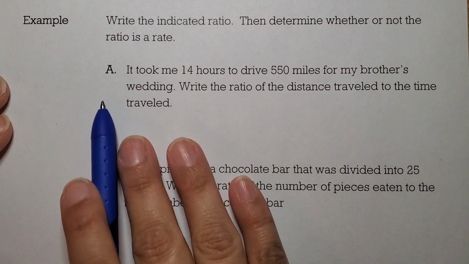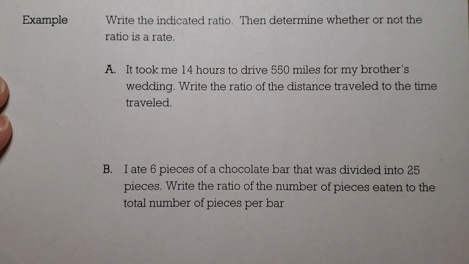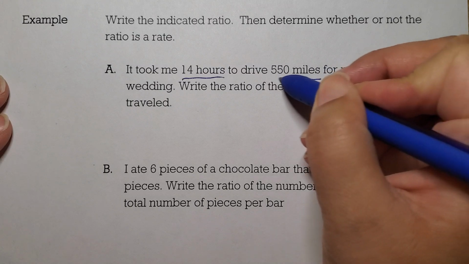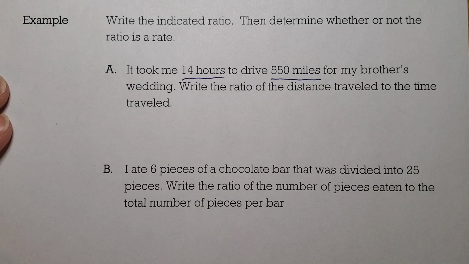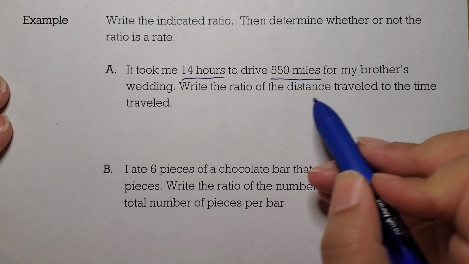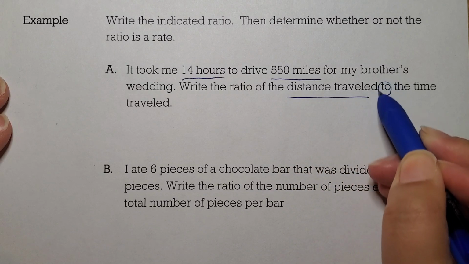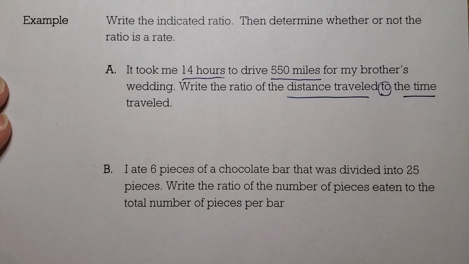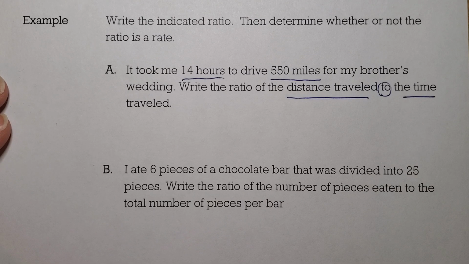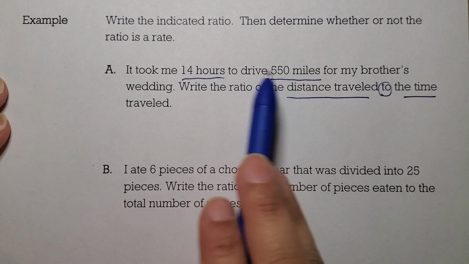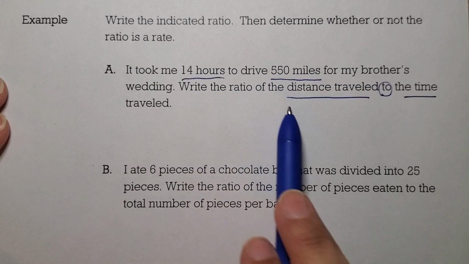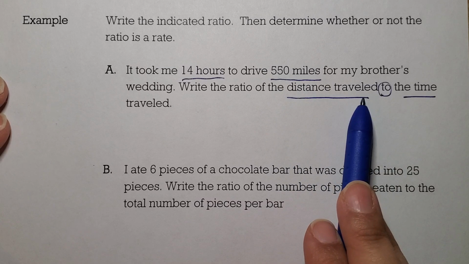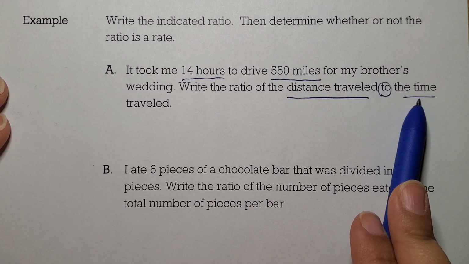So for part A, it says, it took me 14 hours to drive 550 miles from my brother's wedding. We're going to write the ratio of the distance traveled to the time traveled. So I'm just underlining key words here. I'm going to underline these numbers because those are going to be useful. And then I need to know what order to write them in. So we're doing the distance traveled to the time traveled.